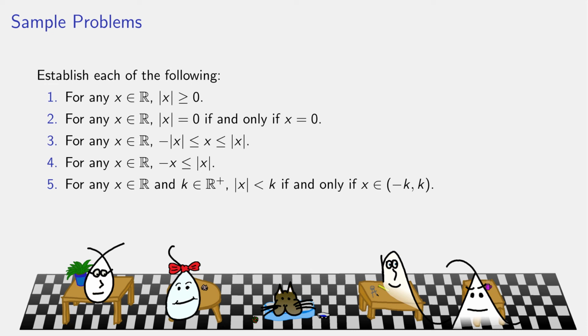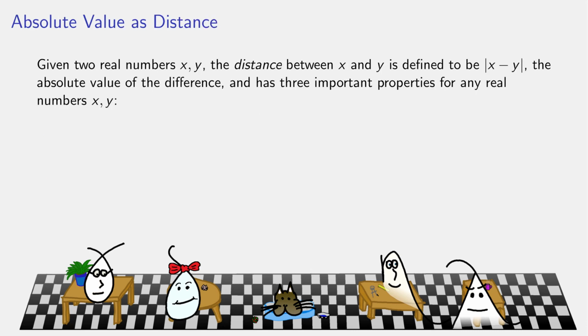All right, good work. Moving on. The absolute value function can be interpreted as a distance between two numbers. So the distance between x and y is the absolute value of the difference, x minus y. This function, the absolute value of x minus y, has three important properties as a function of two variables, x and y. The result is never negative, and the result is 0 if and only if x equals y.